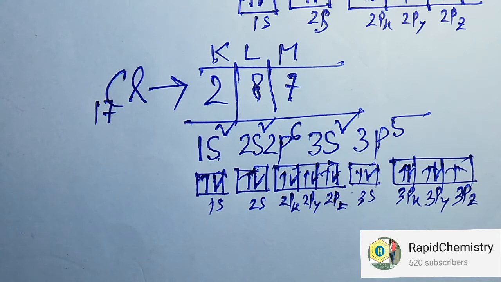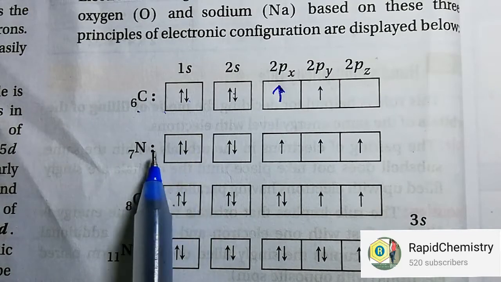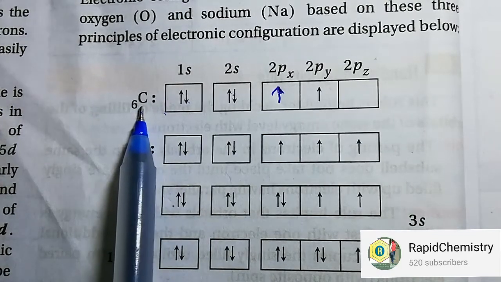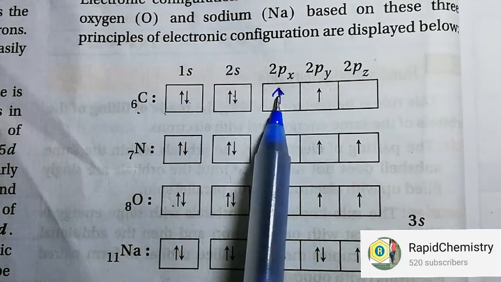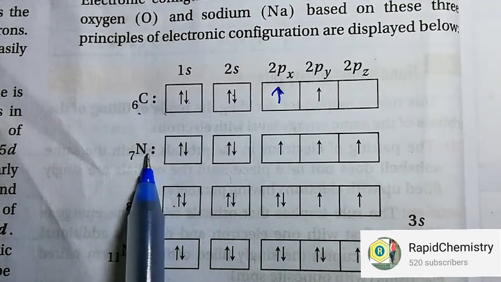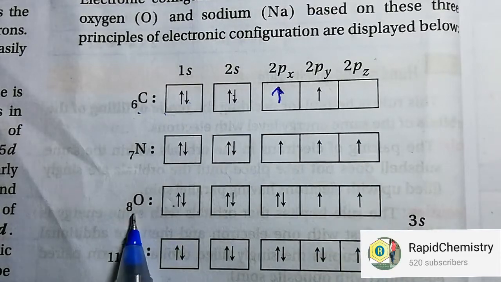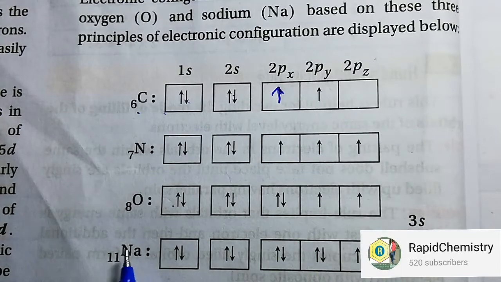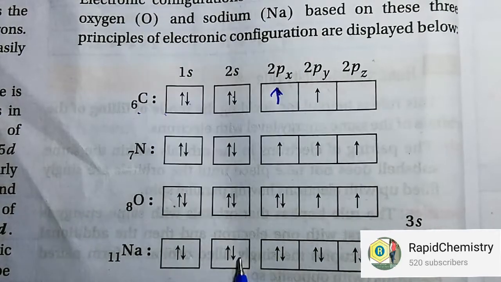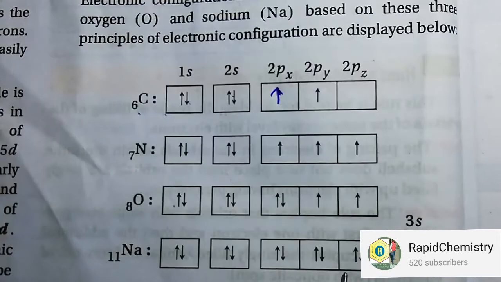Now let's have a few simple examples for electronic configuration. Carbon 6, that means 1s2, 2s2 and 2p2. Nitrogen 7, 1s2, 2s2, 2p3. Oxygen 8, that is 1s2, 2s2, 2p4. And sodium 11, 1s2, 2s2, 2p6, and the last one here is 3s1.